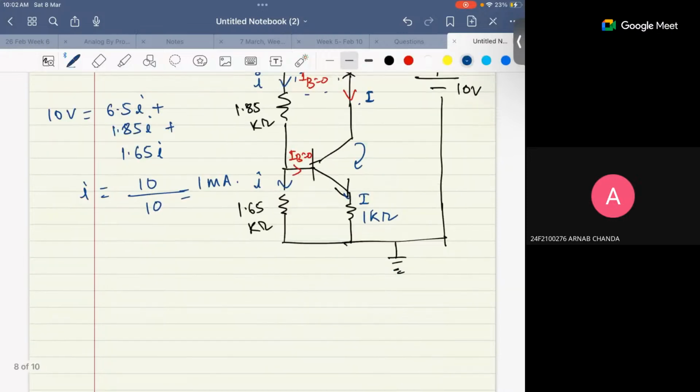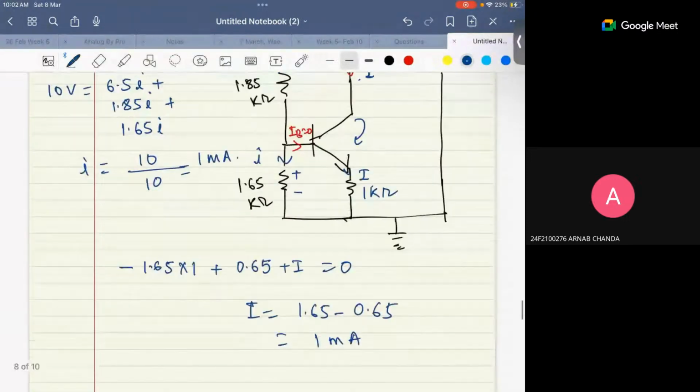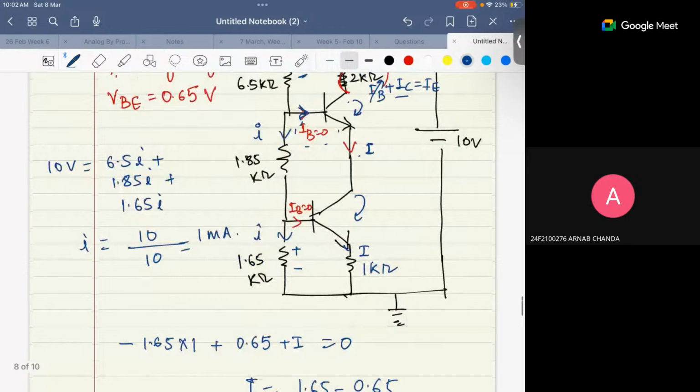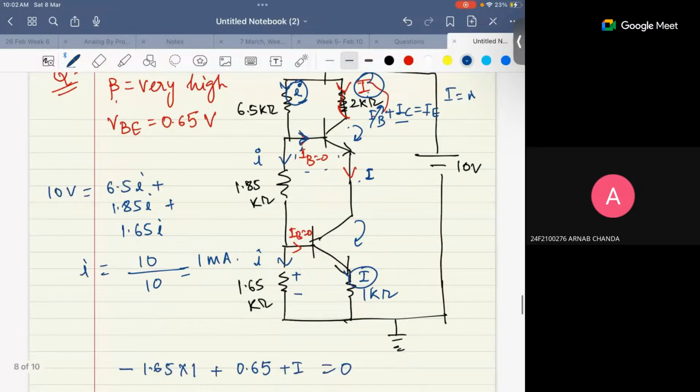See, if you use it in this loop, how will you write the equation? This is plus minus, right? So minus 1.65 times 1. Then there is a 0.65. And then what is this? Plus I equals to 0. So I is equals to what? 1.65 minus 0.65. So again 1 milliampere. Correct? So this I is also same as this I. So I is equals to 1 milliampere. So this small I is also 1 milliampere.